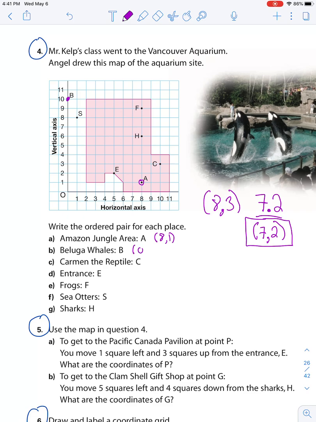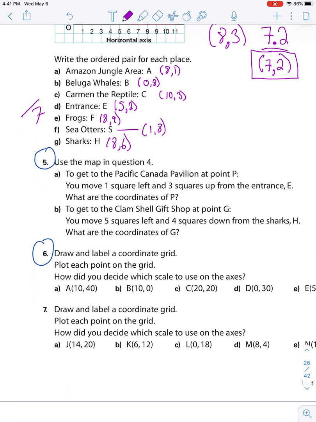B, which is over here, we've moved across 0, but we've moved up 8. C, we have moved across 10, and we've moved up 3, so 10, 3. E, we have moved across 5 and up 2, so 5, 2. F is right here, so we've moved across, I think that is 8, 9, and then S is right here, so it is 1, 8, and then H would be 8, 6. Okay, so that is out of 7.